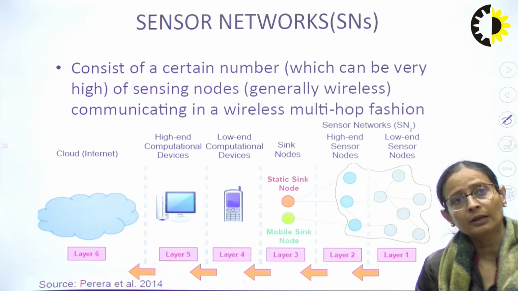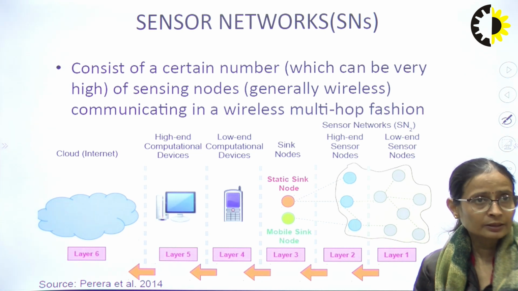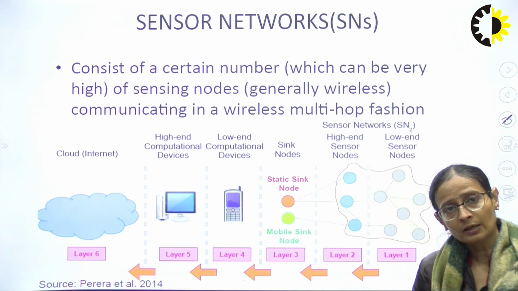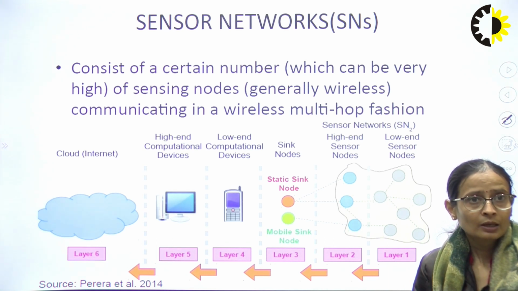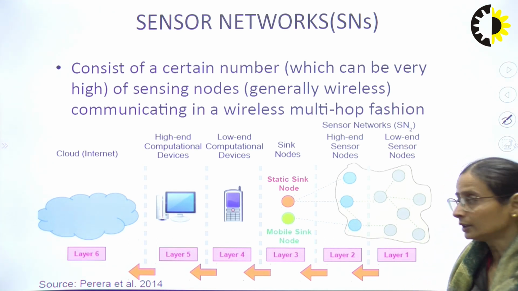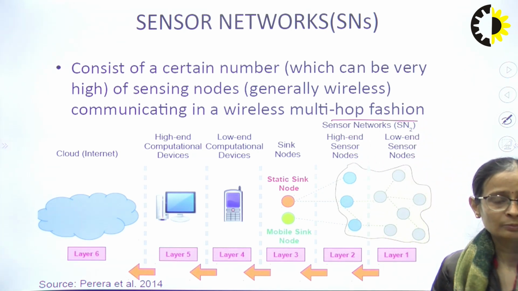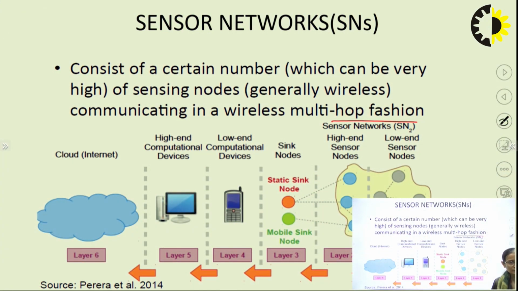As we have seen, in IoT, to form an IoT network, we have to form a sensor network. So it consists of a certain number, which can be very high, of sensing nodes, and these nodes are communicating with other nodes or with the network wirelessly. Moreover, they are communicating in a multi-hop fashion. We require this particular thing, multi-hop fashion, in the case of wireless sensor networks.